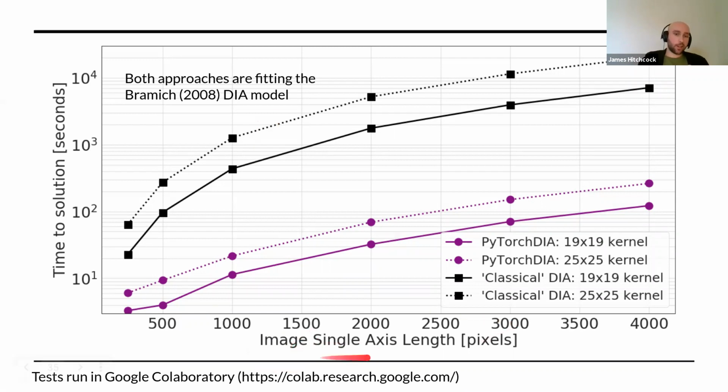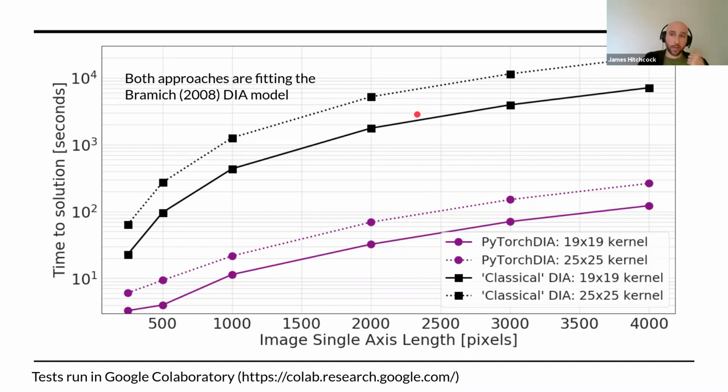On the x-axis here, this is the single axis length of the image, and these are square images. So an image of length 1000 on one axis has a total of 1 million pixels in it. And these are just the solution times, the time to fit our DIA model. You can see, for different image sizes and kernel sizes, PyTorch DIA is at least an order of magnitude faster than the classical approach to solving this problem. And the difference between the dotted and undotted lines is an indication of the scaling with kernel size. The relative difference between these two lines is somewhat smaller than the classical approach.